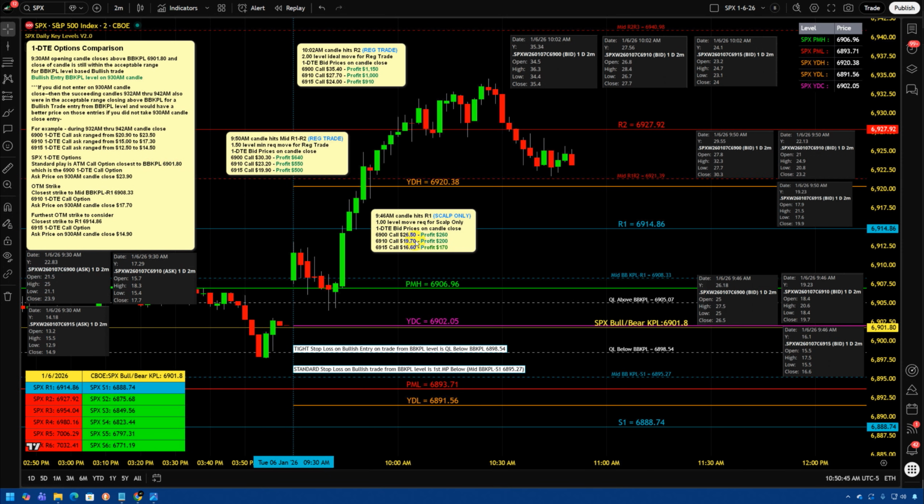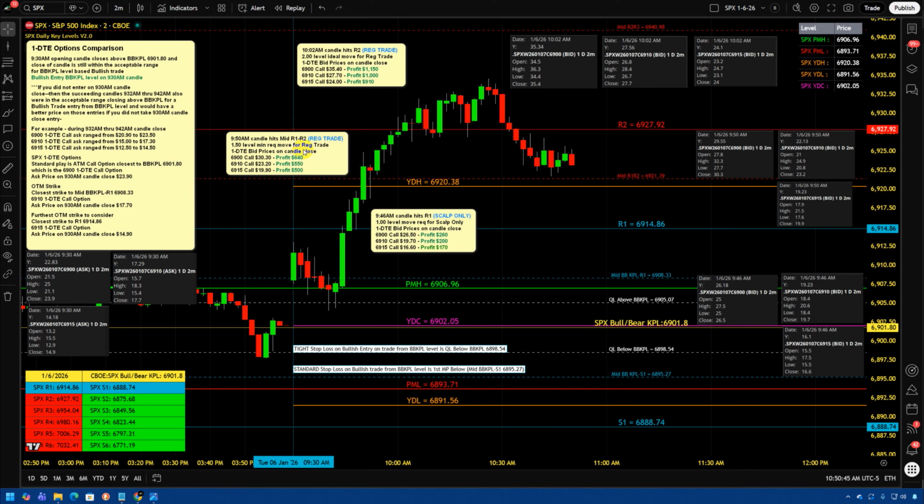Now, as far as how they panned out later in the session, here on the scalp only, we had a profit of $260 on the standard play at the money versus 270 on the 0DTEs. The 69.10, we have a profit of $200 here versus on the 0DTEs, it was actually less, it was $180. On 69.15s, we have 1660 profit, 170 per contract versus the 0DTEs was only 120 per contract.